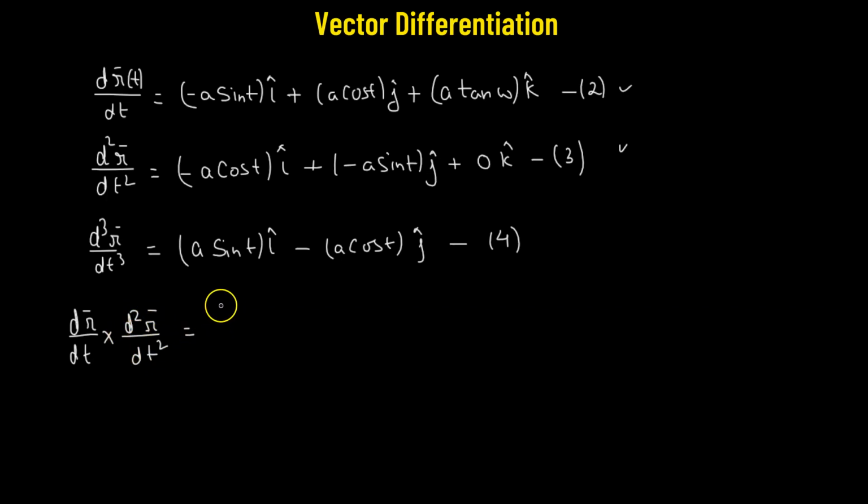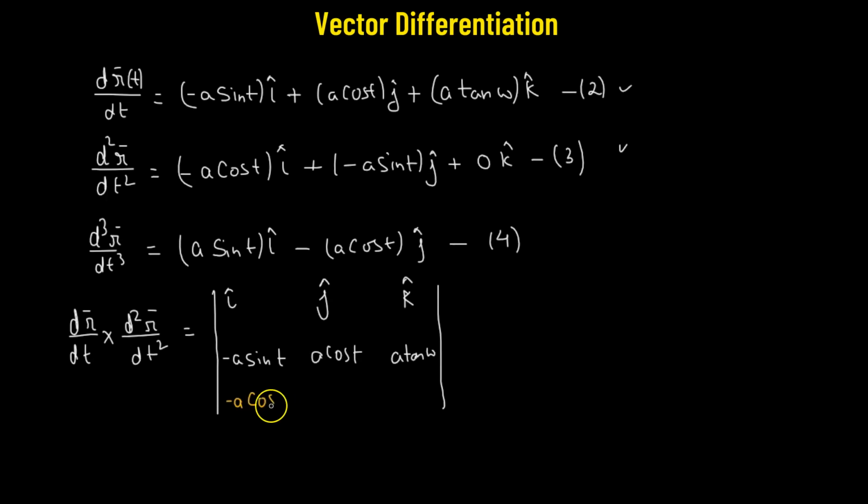So that will be equal to, we will use a 3 by 3 determinant, so that becomes easier to compute the cross product. In the first row, we have unit vectors i cap, j cap, and k cap. In the second row, we'll have components of dr over dt. So that's going to be negative a sine t, we have a cosine t and a 10 omega. In the third row, we have components of the second derivative of r with respect to t. We have negative a cosine t, negative a sine t, and 0.